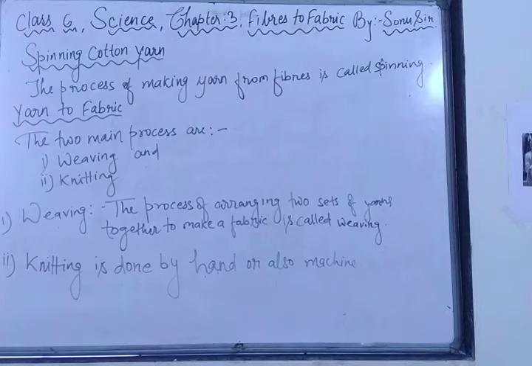A simple device which is used for spinning is a hand spindle, also called takli. Another hand-operated device used for spinning is the charkha. The use of the charkha was popularized by Mahatma Gandhi as part of the independence movement. He encouraged people to wear clothes made of homespun yarn and shun imported cloth made in the mills of Britain. Spinning of yarn on a large scale is done with the help of spinning machines. After spinning, yarns are used for making fabrics.